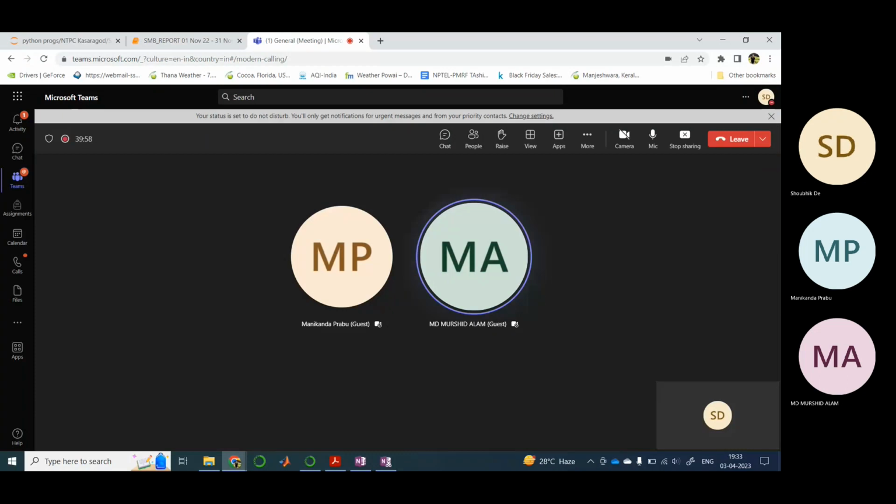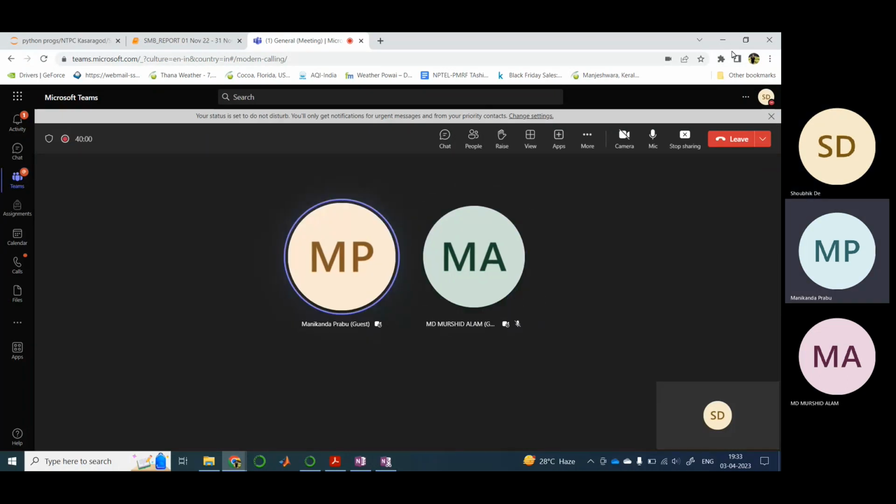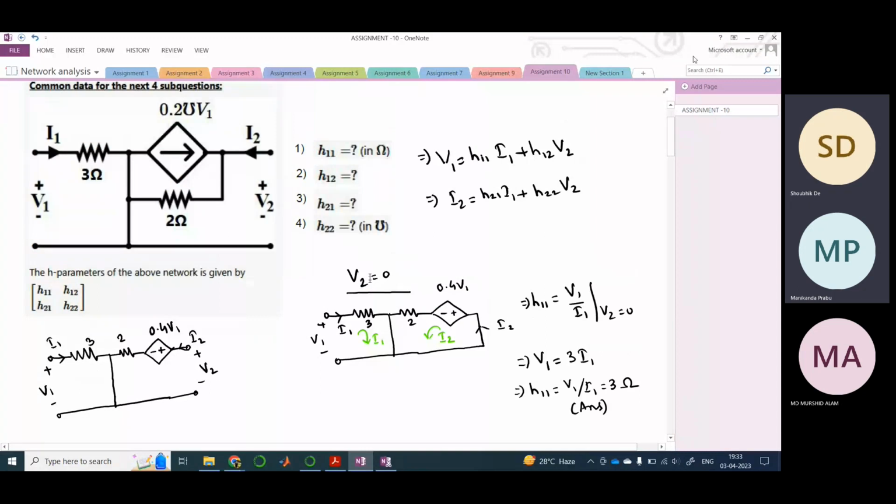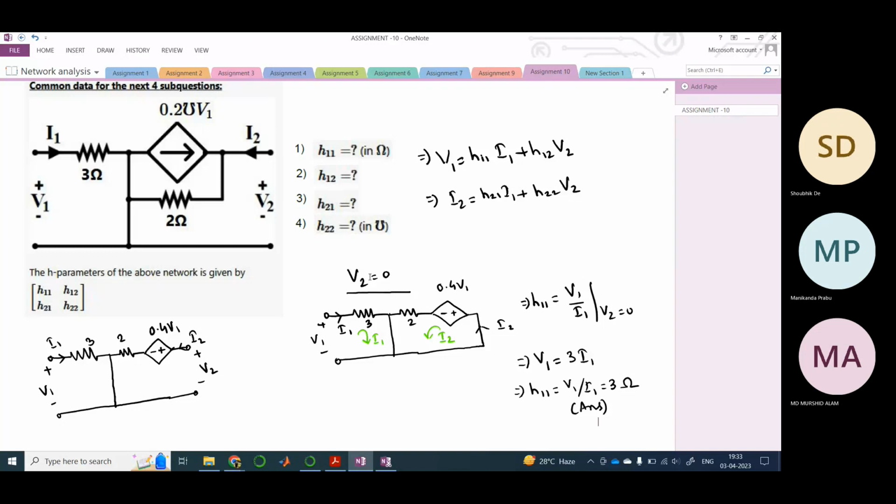Yes, sir. Manikananda, clear? Is it necessary to apply the source transformation rule as a substitution rule, I mean, from current source to voltage source? Sir, can we do this problem without making that change?